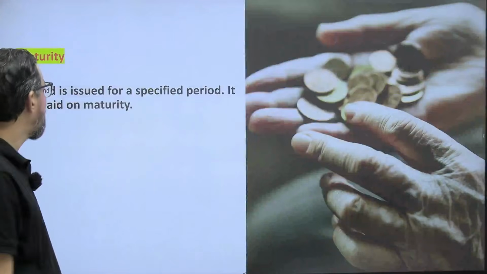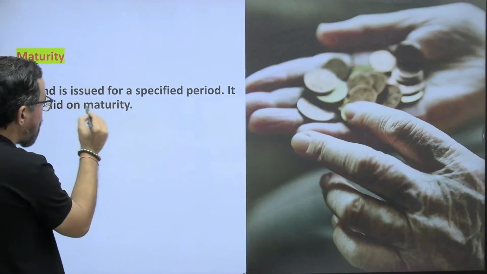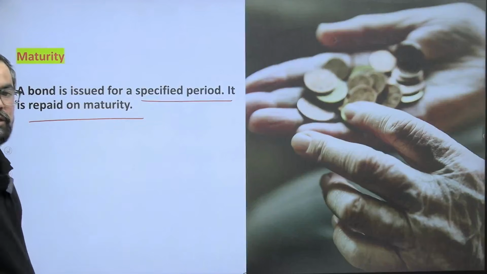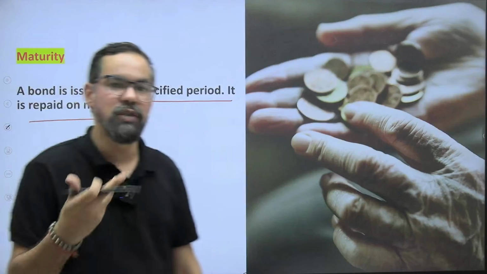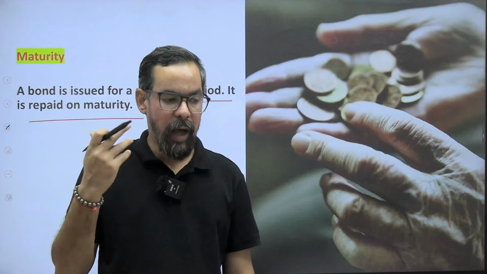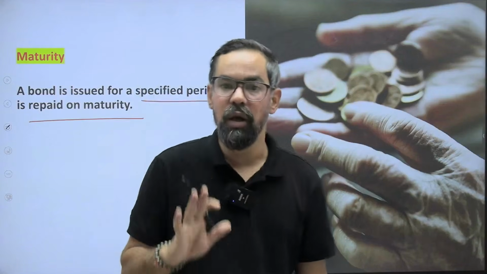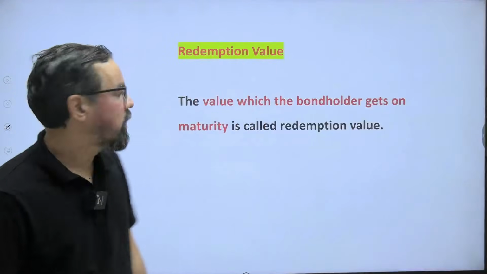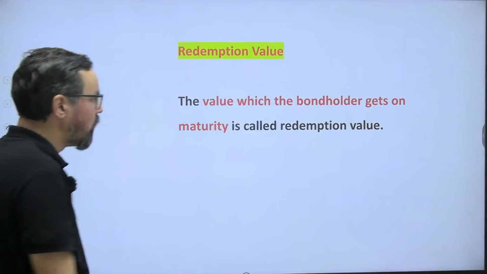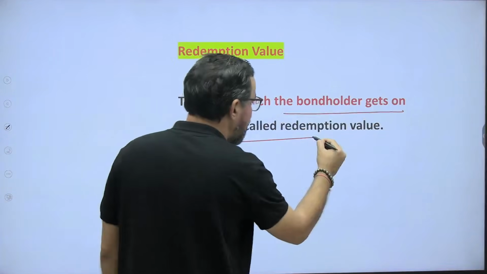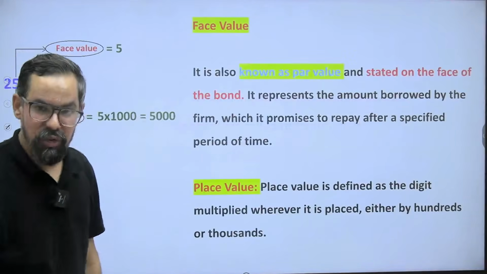The other term is maturity. A bond is issued for a specified period, which is repaid on maturity. It can be for 10 years, 15 years, or if it is a deep discounted bond, it can be for 30 years also, right? The next one is redemption value. The value that bondholders get on maturity is called the redemption value.